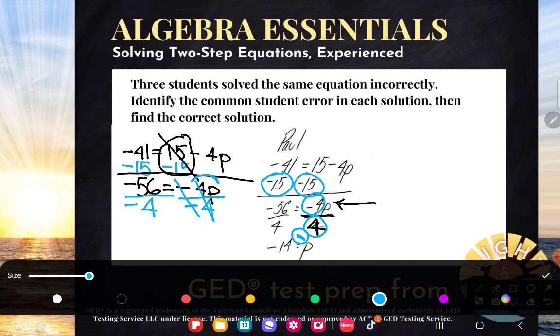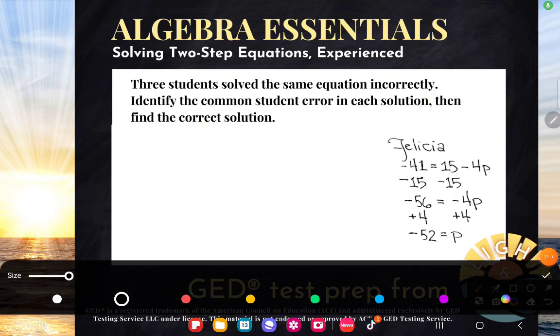All right, let's look at this last student. So Felicia started with that good first step, subtracting 15 from both sides. Nice job, Felicia. And she said 15 minus 15 zeros out, so negative 4p is left here, and looks like she did her work correctly in the calculator. Negative 41 minus 15 is negative 56.